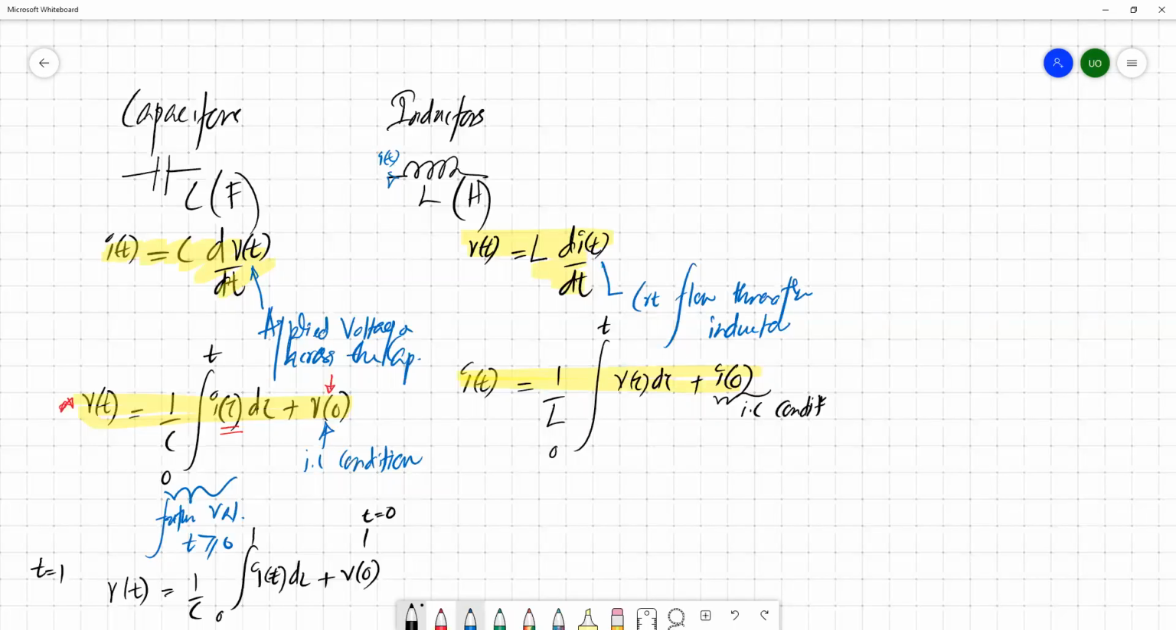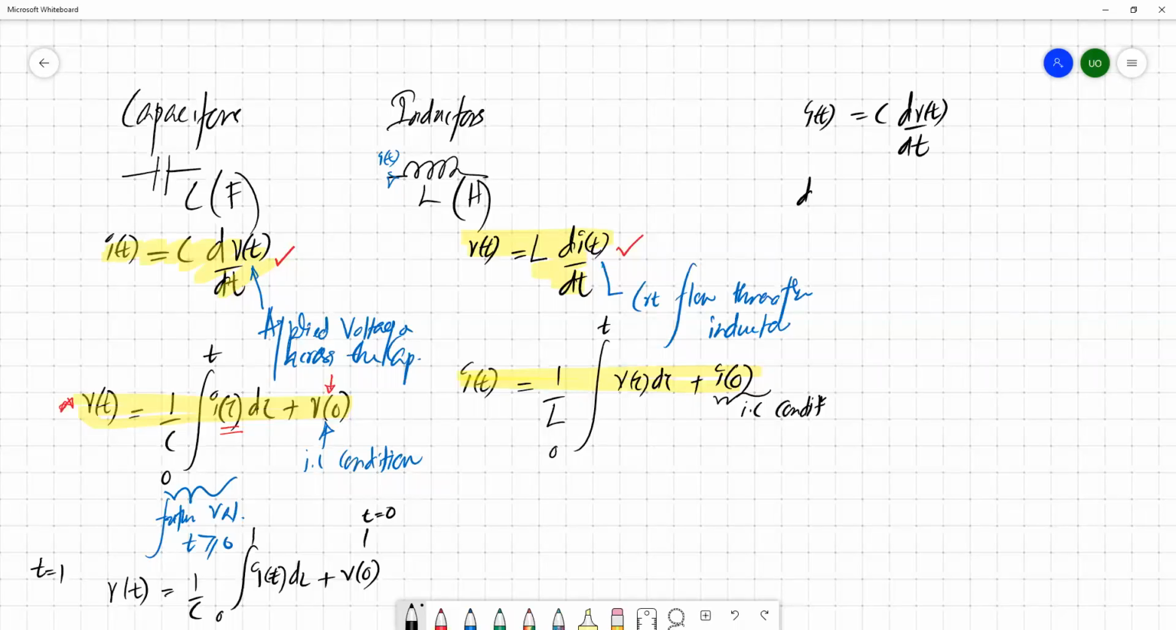This is the very fundamental or preliminary equation, the mathematical model which explains the behavior of the capacitor. This is for the inductor. Again, we can come to a conclusion by looking at these expressions. For example, for the capacitor, this is the relationship, C times the derivative of the voltage.